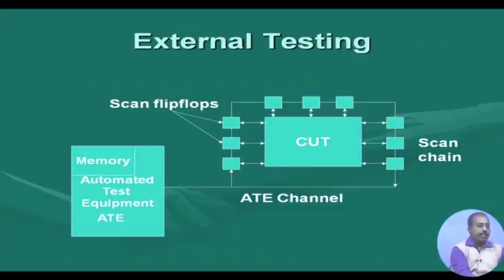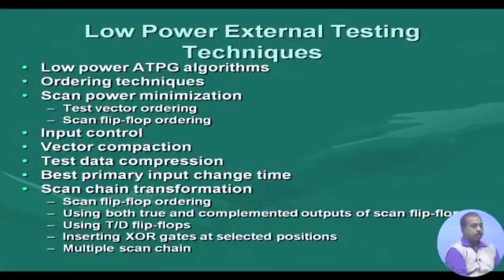Now, from the ATE channel, the test pattern bits will be shifted through the scan flip flops, and the response bits will be collected again onto the scan chain flip flops and shifted out through the ATE channel. So, this is the method for external testing that we have seen in previous classes. Now, there can be several techniques by which we can do this external testing in a low power manner.